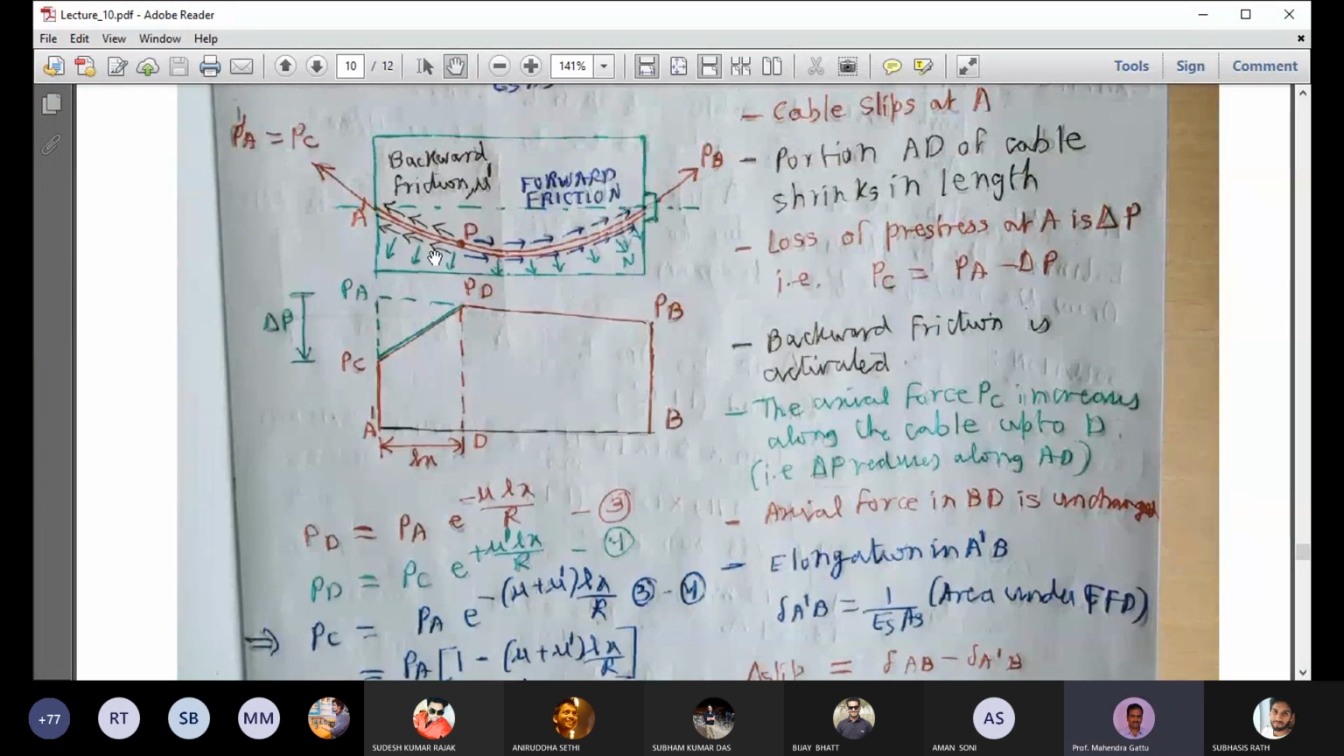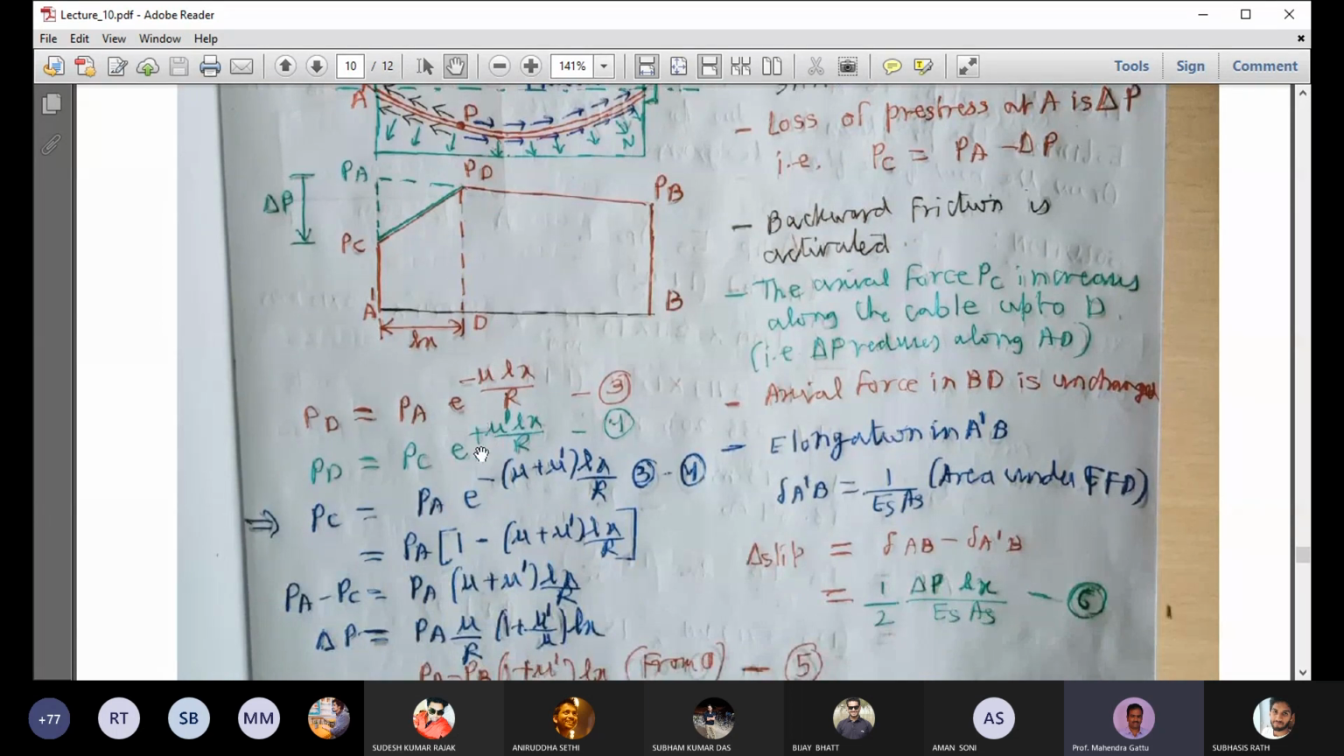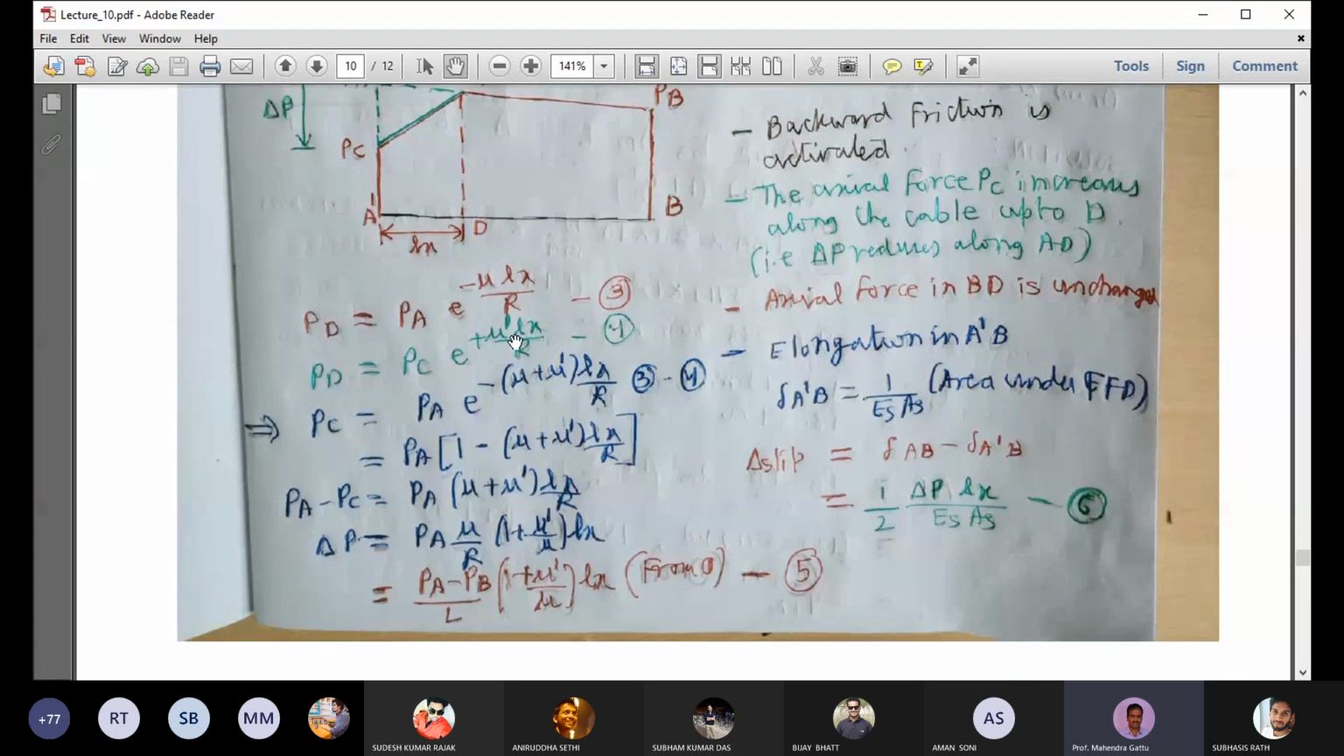The same analysis we have to do, but here the pre-stress value will increase because of friction. So as a result, we have this plus term. Okay, plus mu prime. Mu prime is the coefficient of friction associated with backward friction. So we can combine now the equations 3 and equation 4. If we send PC, which is e power plus mu Lx by r, to this part, we get PA into e power minus mu plus mu prime Lx by r.